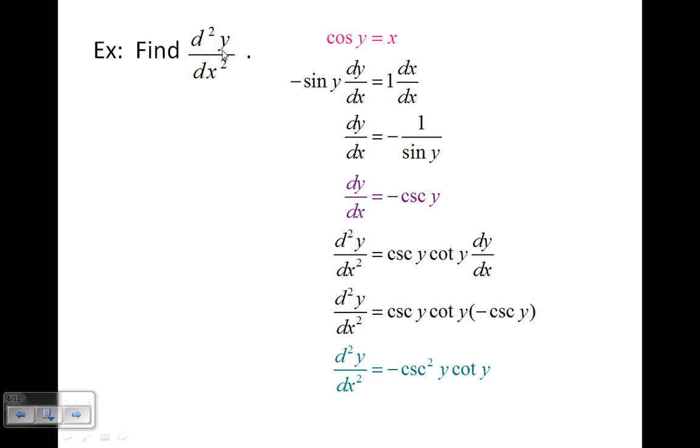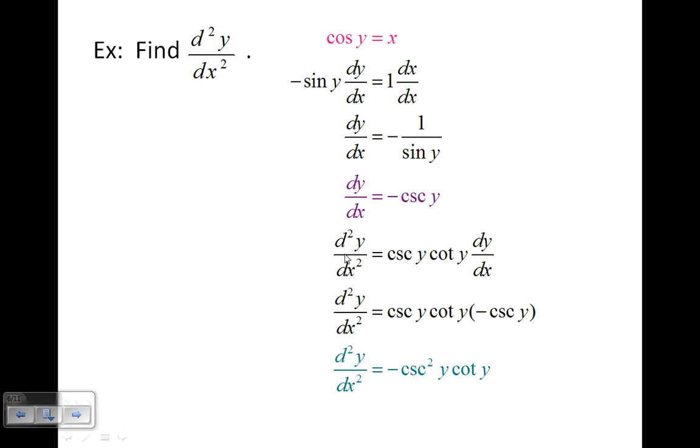But remember, we were asked for the second derivative, so we're not done. Now that I've got the first derivative, dy/dx, all by itself, I go ahead and take the second derivative. On this side, the derivative of cosecant is negative cosecant cotangent, but it's already negative, so it becomes positive. And then, of course, the derivative of the angle. The angle is y. The derivative of that is dy/dx. Now, you would think that maybe you're done, but no, you're not. This dy/dx right here, we want to substitute out the dy/dx with negative cosecant y.